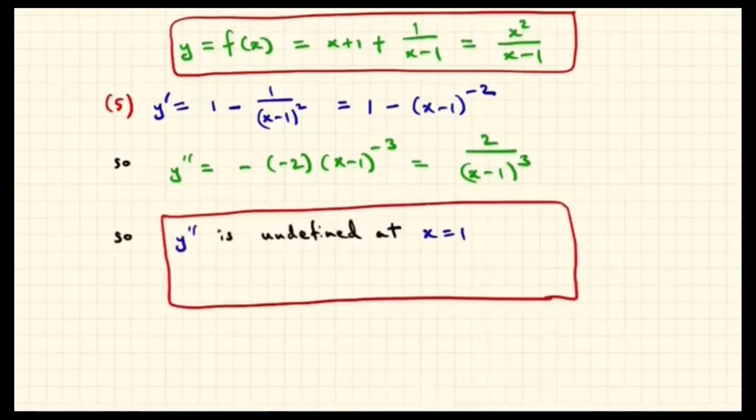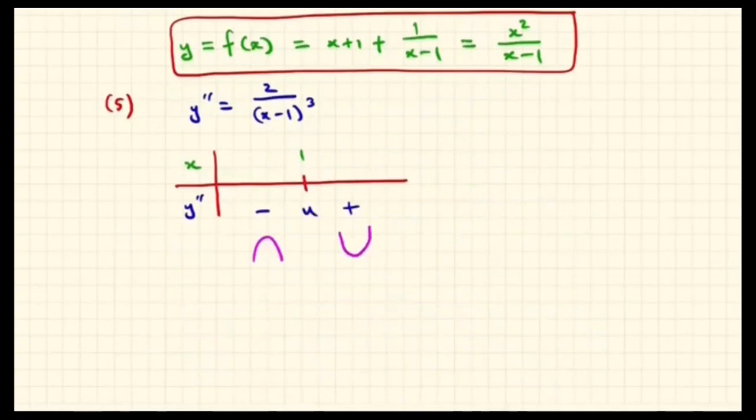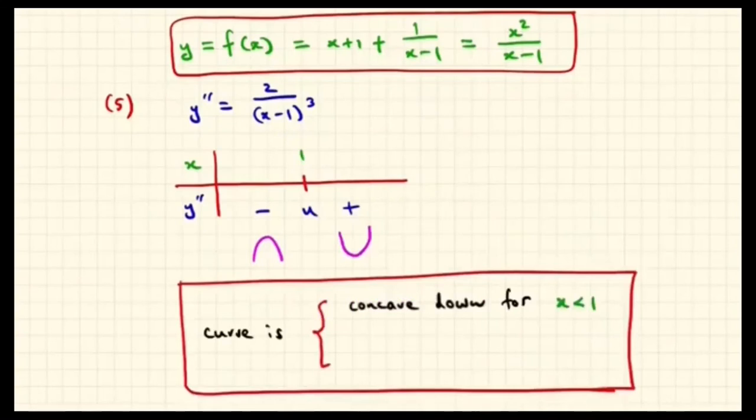So this helps us to see that the second derivative is undefined at x equals 1. And otherwise, it's non-zero, in which case it's clear that the sign of the second derivative is the same as the sign of x minus 1. So we can quickly build a sign diagram with the pattern minus, plus, sad face, followed by smiley face. So that the curve is concave down for x less than 1 and concave up for x greater than 1.